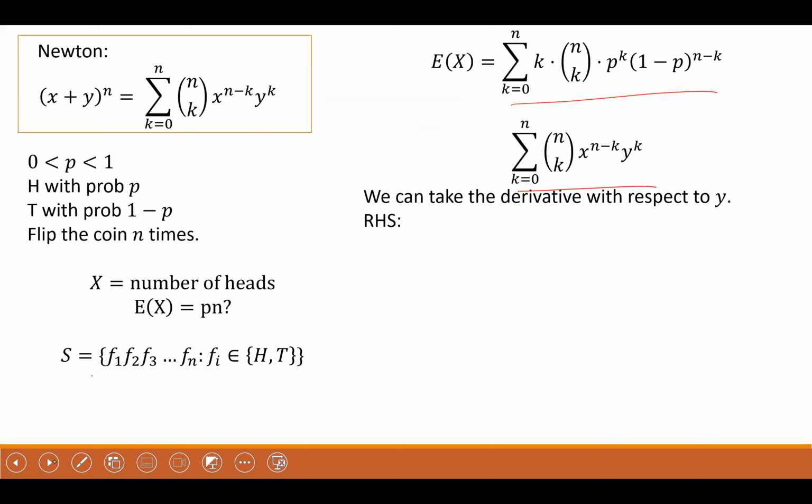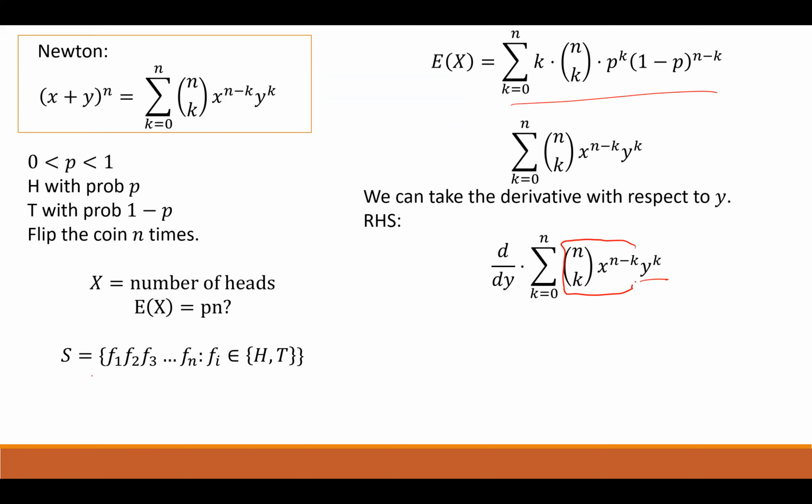And if we take the derivative with respect to y, then, well, this is simply some number times y to the power k. And if I take the derivative of that, I get k times some number, x^(n-k), times y^(k-1). Right? That's the derivative with respect to y of any of these individual terms.